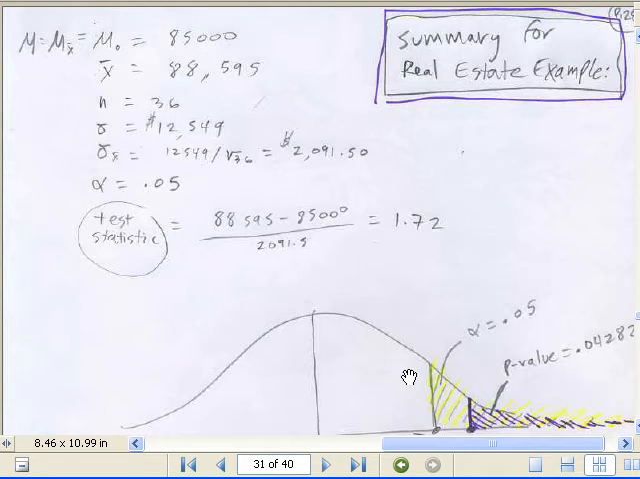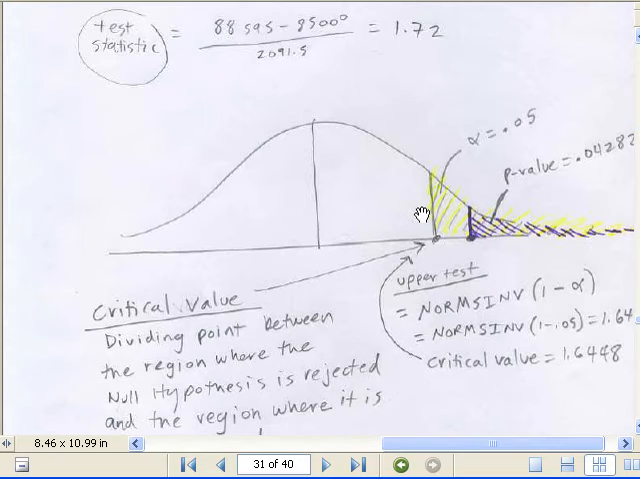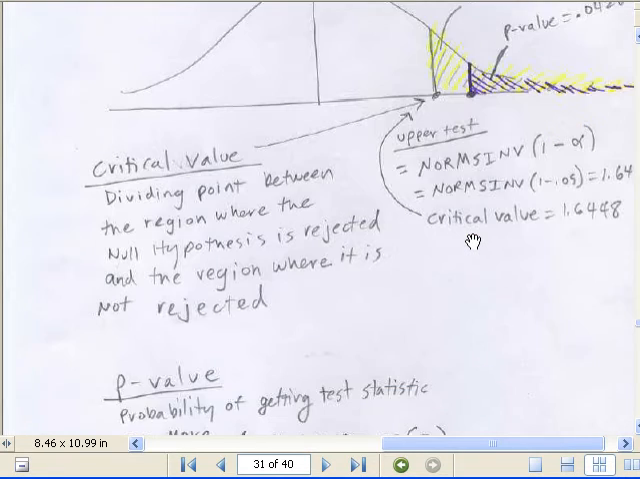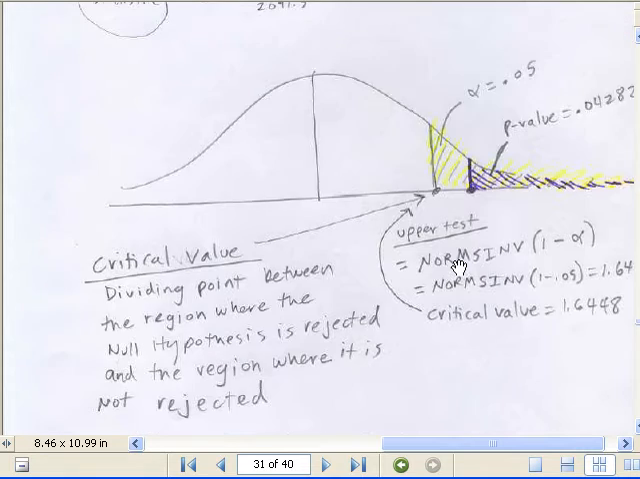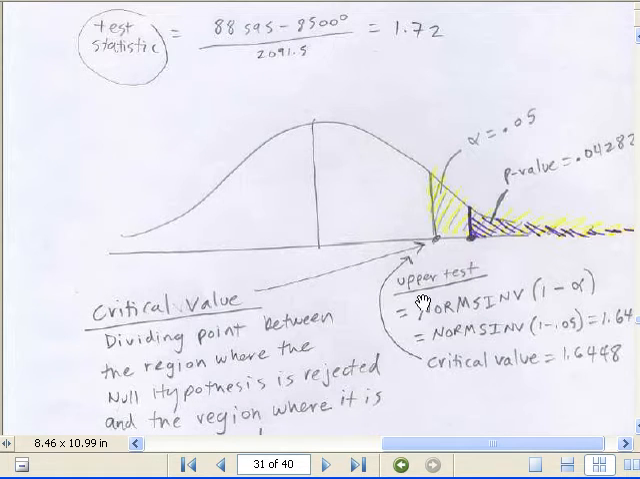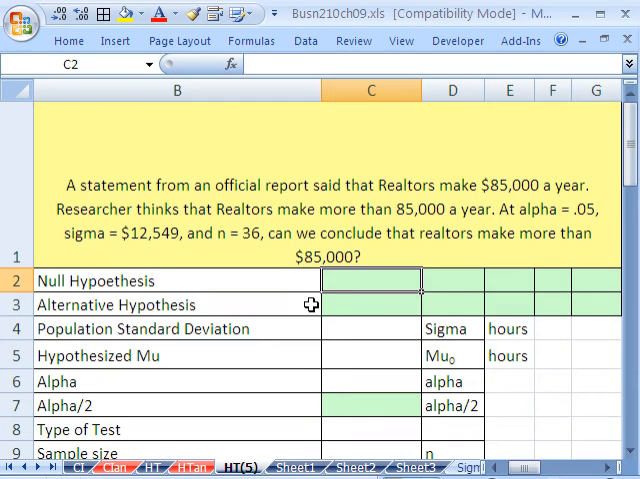Here's a summary picture for both critical value and p-value for our case with our formulas for calculating them. All right, now I want to go over to Excel, and I want to actually do this problem.